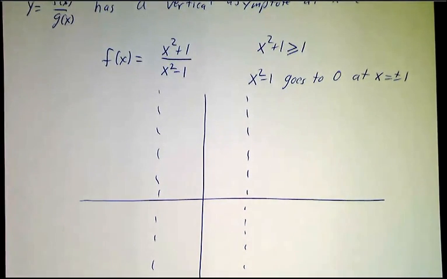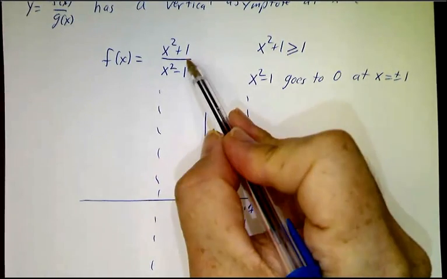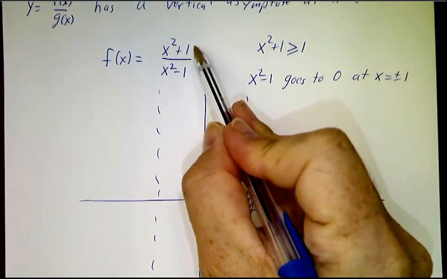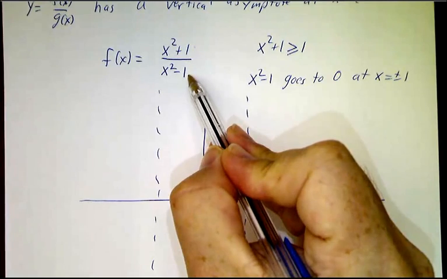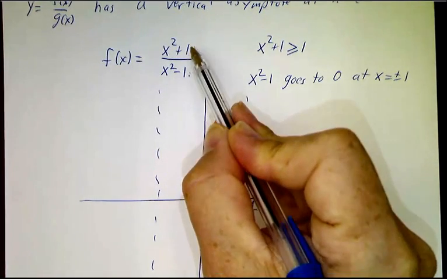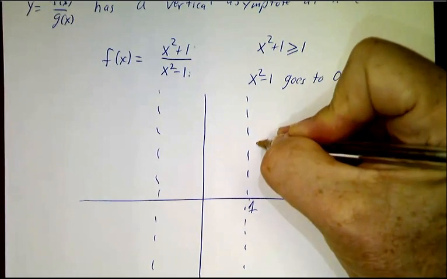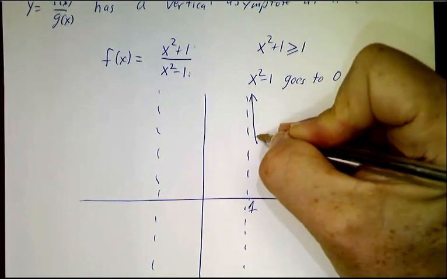So let's look carefully at how the function behaves near these asymptotes. If x is slightly bigger than 1, then x squared plus 1 is positive. X squared minus 1 is positive. So the ratio is positive, but it's very big because the denominator is tiny. So when x is slightly bigger than 1, the function goes off to plus infinity.